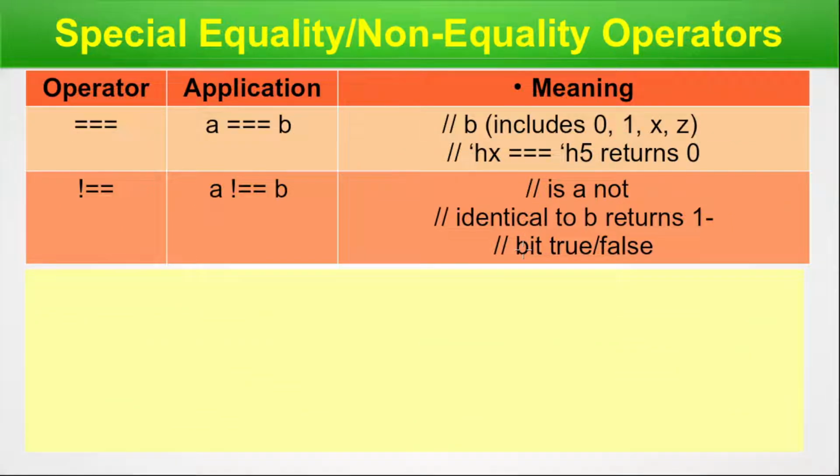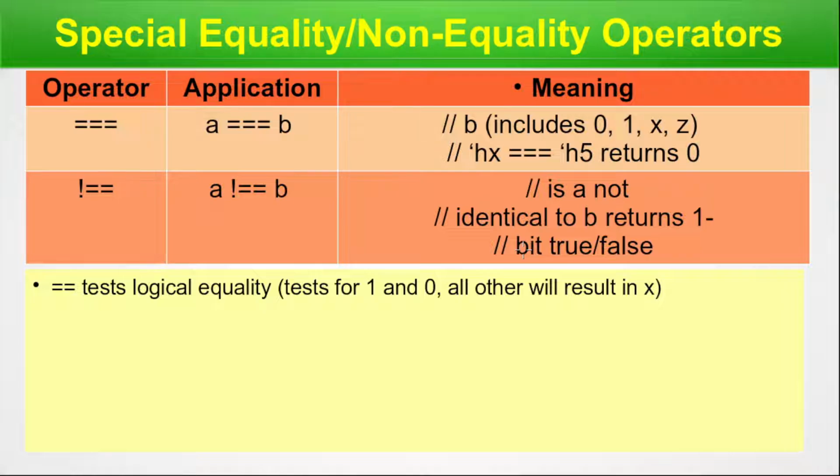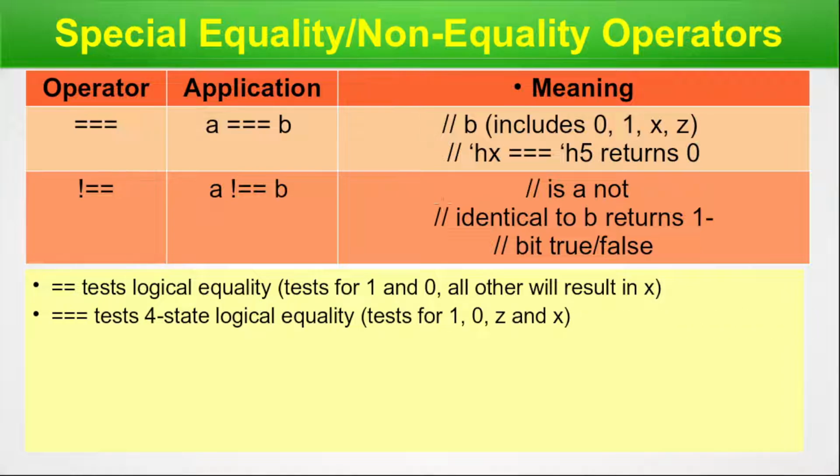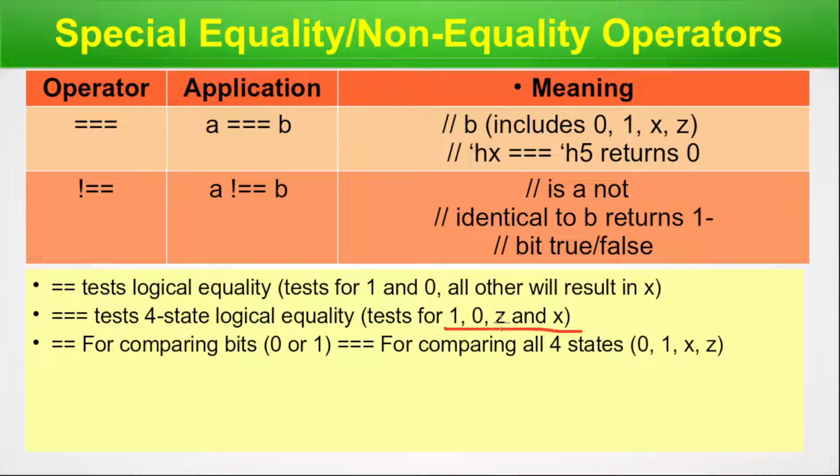Now let us compare something here. Equal to tests logical equality for 1 and 0. All others will result in X. Triple equal to tests 4 states logical equality, that is 1, 0, Z, X. Equal to is for comparing bits 0 or 1, triple equal to is for comparing 4 states, that is 0, 1, X, Z.